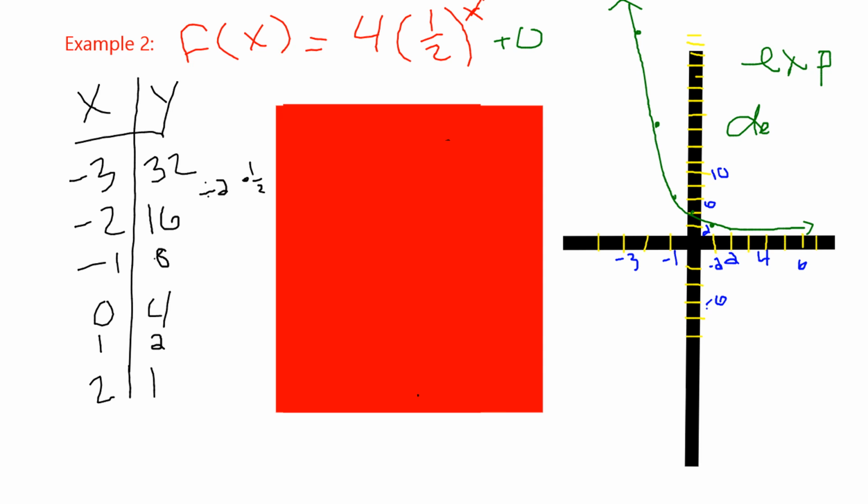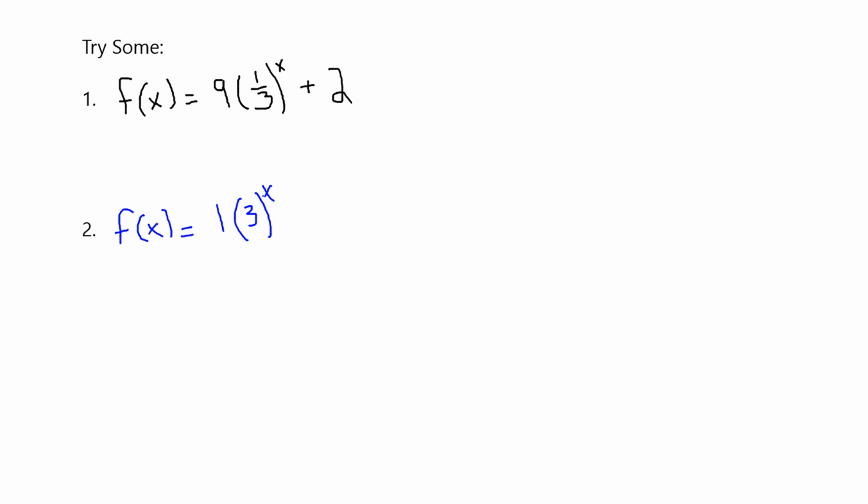The next video in the series will be on exponential growth and exponential decay and what makes it decay and what makes it growth. On the next slide, there'll be a couple problems for you to try. The first problem I would like you to try is an exponential decay problem with the f of x equaling the initial value of 9 with a rate of 1/3 to the x power plus 2. In example 2, the function f of x equaling an initial value of 1 with a rate of 3 to the x power.